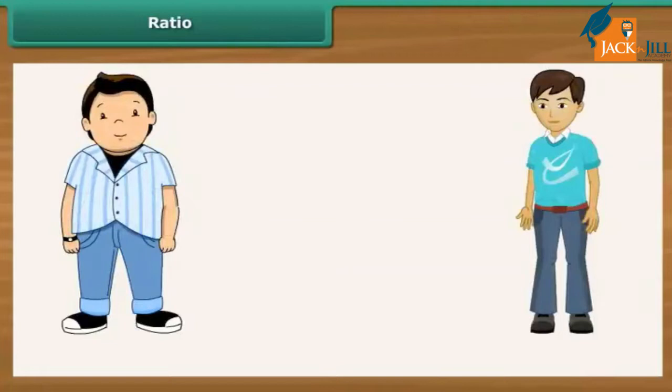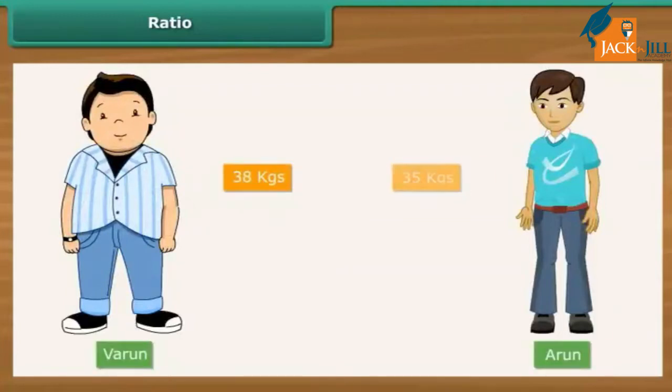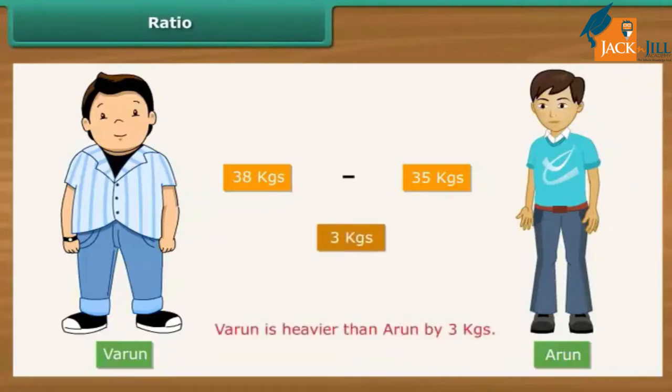Ratio. We usually compare quantities and values by calculating their difference. For example, suppose the weights of two friends, Varun and Arun, are 38 kgs and 35 kgs respectively. We say that Varun is heavier than Arun by 38 minus 35, that is 3 kgs.